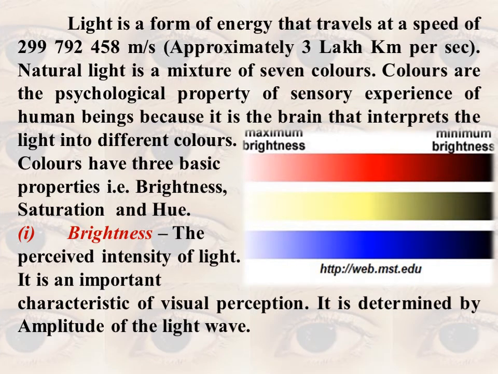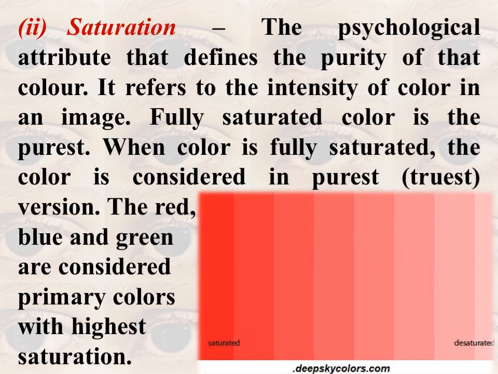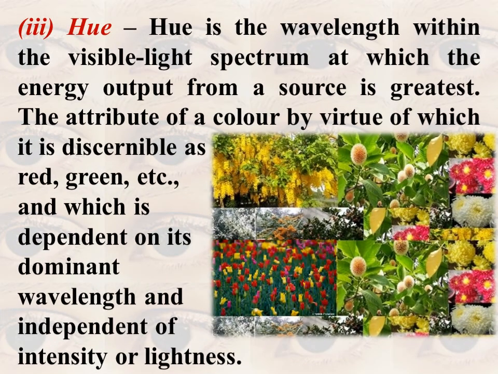Attributes of color: first is brightness, which determines the amplitude of the light wave, and it is the intensity of light. Saturation means the highest saturation is where it is the purest color, such as red. Why red is known as red, why blue is known as blue, why green is known as green, is by virtue of their hue, which is purely independent of the intensity or lightness of that particular color. So these are the three.